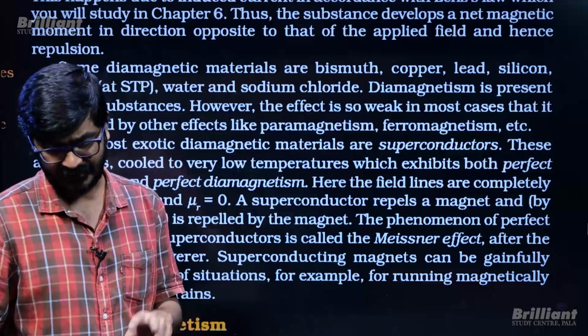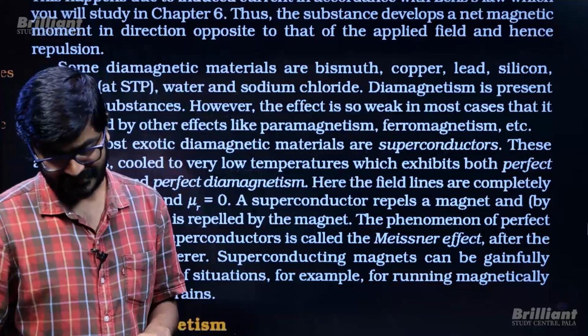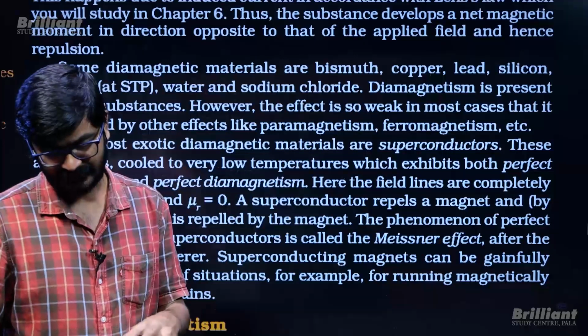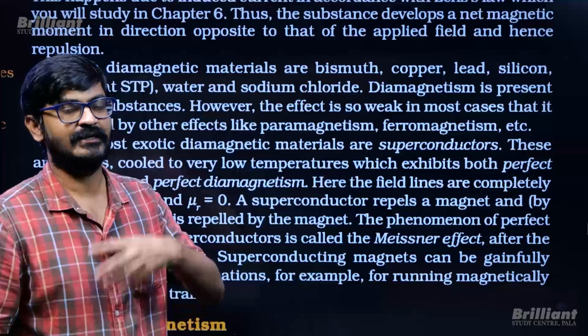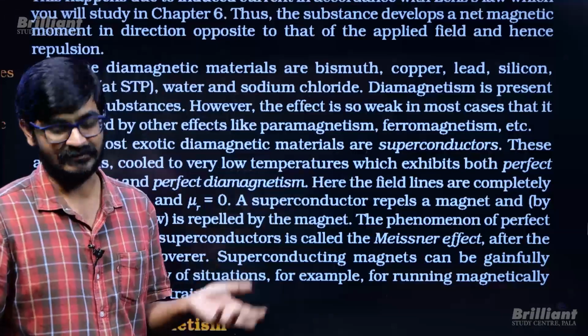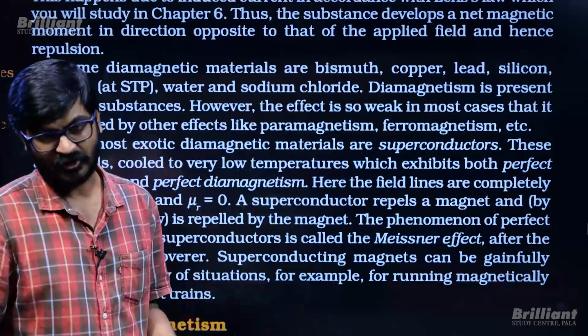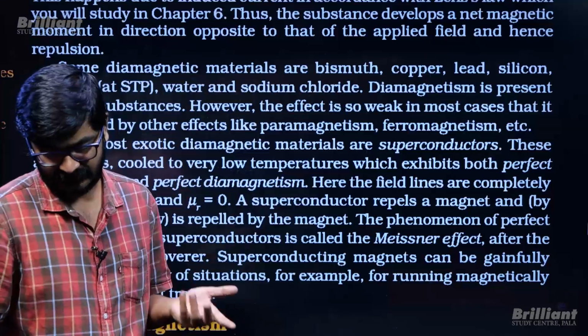However, the effect is so weak in most cases that it gets shifted by other effects like paramagnetism and ferromagnetism. Now, in the case of paramagnetic materials and ferromagnetic materials also, diamagnetism will be there, but it will be dominated by the other properties of paramagnetism and ferromagnetism.